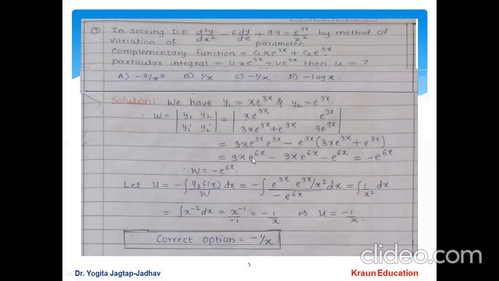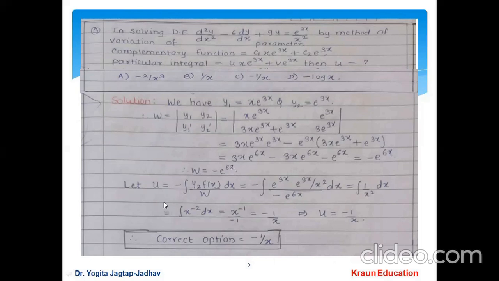That we get e raised to 6x minus of, when I multiply this e raised to 3x inside the bracket, here we get the first term as minus 3x e raised to 6x, and due to this outer minus sign, we have here minus e raised to 6x. Here this 3x e raised to 6x and minus 3x e raised to 6x will cancel, and we have W equal to minus e raised to 6x. Therefore, W equal to minus of e raised to 6x.